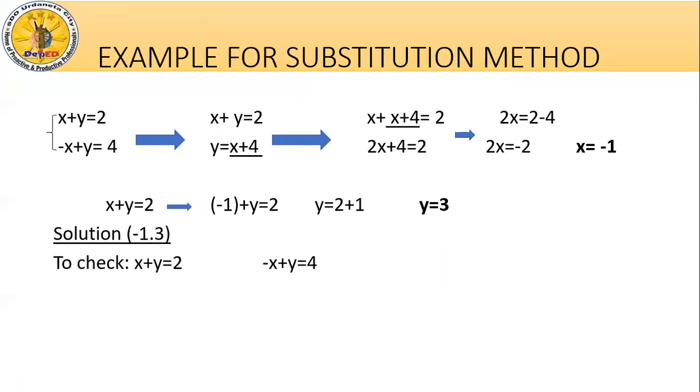To check if our answer is correct, we substitute into x plus y equals 2 and -x plus y equals 4. Our x is -1, so -1 plus 3 is equal to 2. And in here, negative times -1 plus 3 is equal to 4. So 2 is equal to 2 and 4 is equal to 4. We found out that the solution satisfies both equations, so our answer is correct.